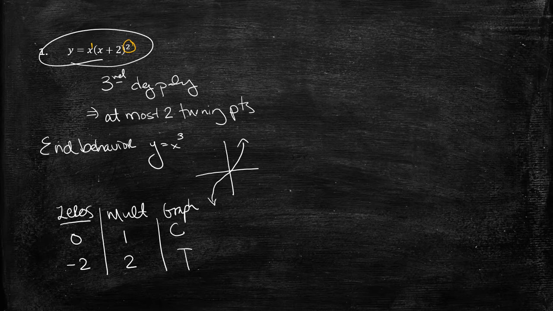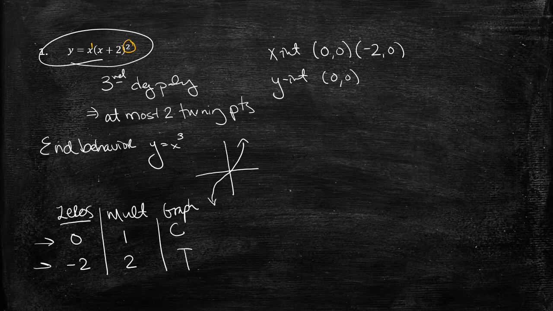crosses anytime there's an odd multiplicity, and the graph touches when there's an even multiplicity. Okay, so our x-intercepts are (0, 0) and (-2, 0). The y-intercept is at the origin as well. We get the x-intercepts because the zeros of the function are the x-coordinates of the x-intercepts. Okay, so I think we're ready to sketch the graph.